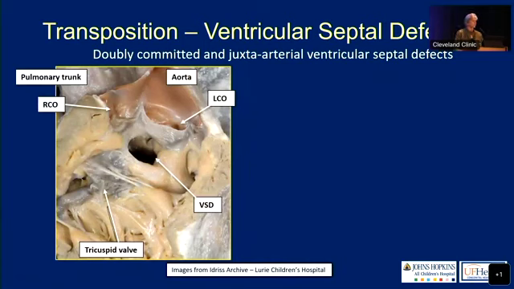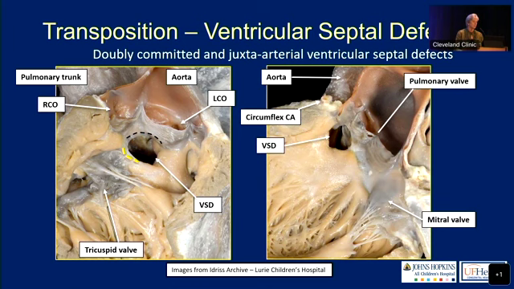This shows us another doubly committed and juxta-arterial VSD that shows us the fibrous continuity between the aortic and pulmonary valve at the roof of the defect, but this defect extends to become perimembranous with fibrous continuity between the tricuspid valve and the mitral valve along the posterior inferior border. And in this one, I have an image of the left ventricular side so that you can see the pulmonary valve in fibrous continuity with the aortic valve, and the fibrous continuity between the tricuspid and the mitral valve along the posterior inferior border with a fairly well-formed membranous septum in this particular specimen.